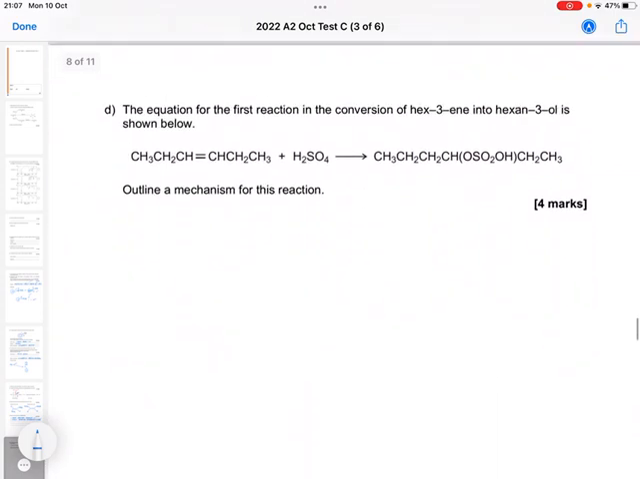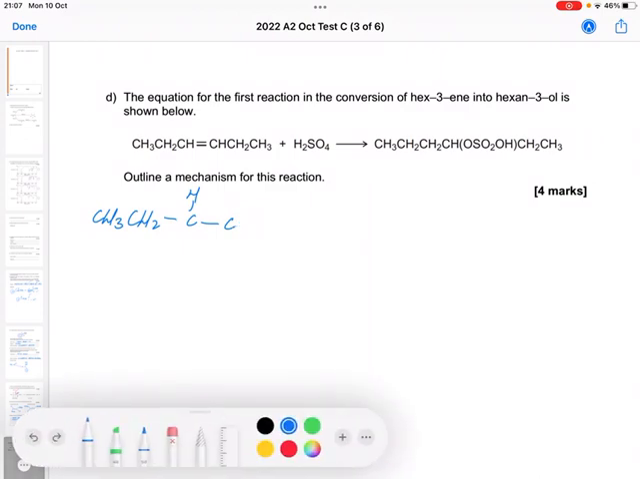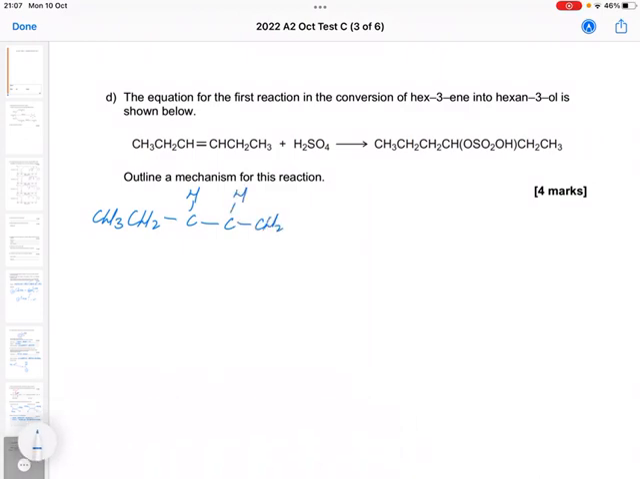And then D, the equation for the first reaction in the conversion of hex-3-ene to hexan-3-ol is shown below. So we've got sulfuric acid, outline a mechanism for this reaction. So CH3, CH2, CH, CH, CH2, CH3, with sulfuric acid, double bond in there. My advice is to always draw it out displayed like this and do your curly arrows that way.